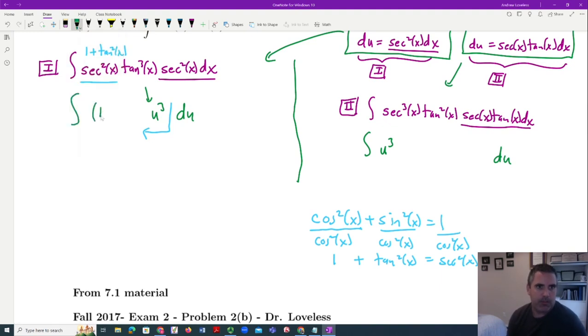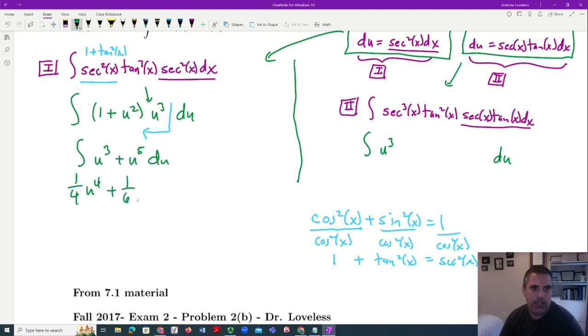So then we got it. Sorry for that. 1 plus u squared. Done. And in my opinion, that looks like it's going to be a little faster, but it's about the same. This is going to be u to the 5th. Again, if you forget, you count. 1/4 u to the 4th plus 1/6 u to the 6th plus c.